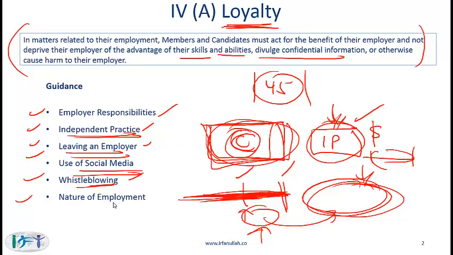Nature of employment. The point here is fairly straightforward. You need to understand the nature of your employment. You might be employed as an independent contractor, or you might be employed as a full-time employee. You need to understand your role. You need to understand the terms and conditions associated with your employment, and you need to follow those terms and conditions.